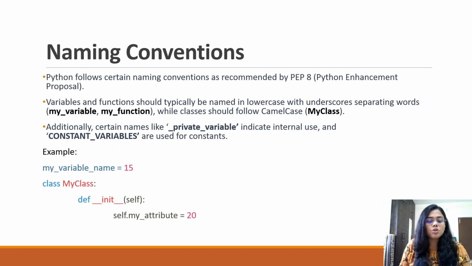Here, my_variable equals 15, my_name, variable_name. This is the definition for a variable. And for a class, we use MyClass, which is defined, and then it uses an attribute of 20. We will look at classes and definitions of classes in the upcoming videos. For now, this is how we define a class.